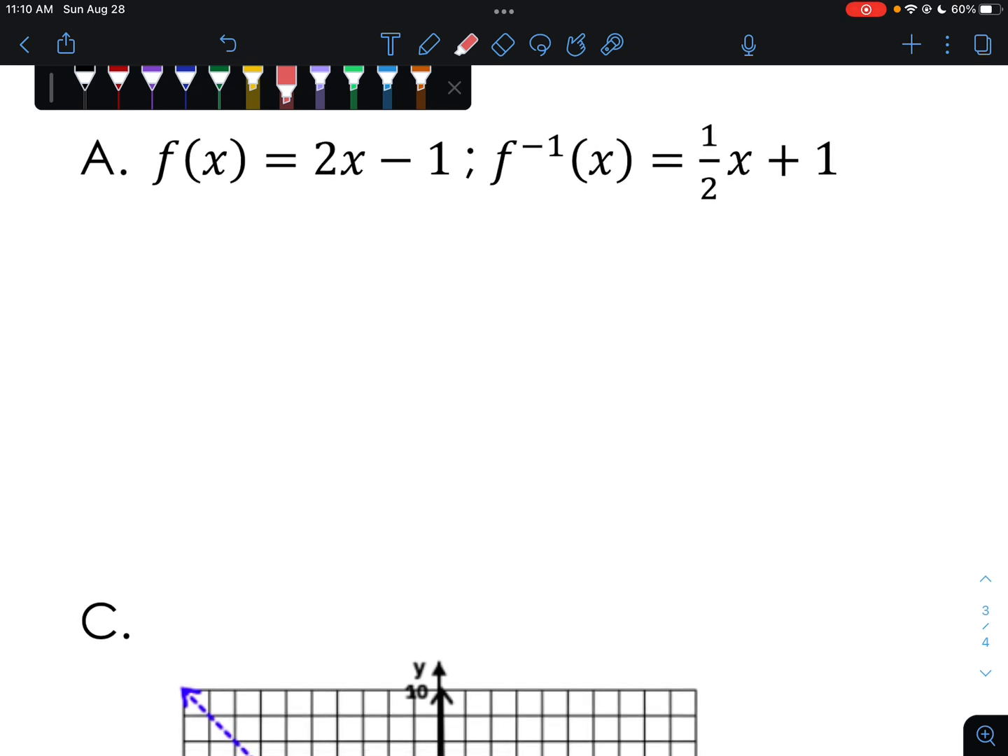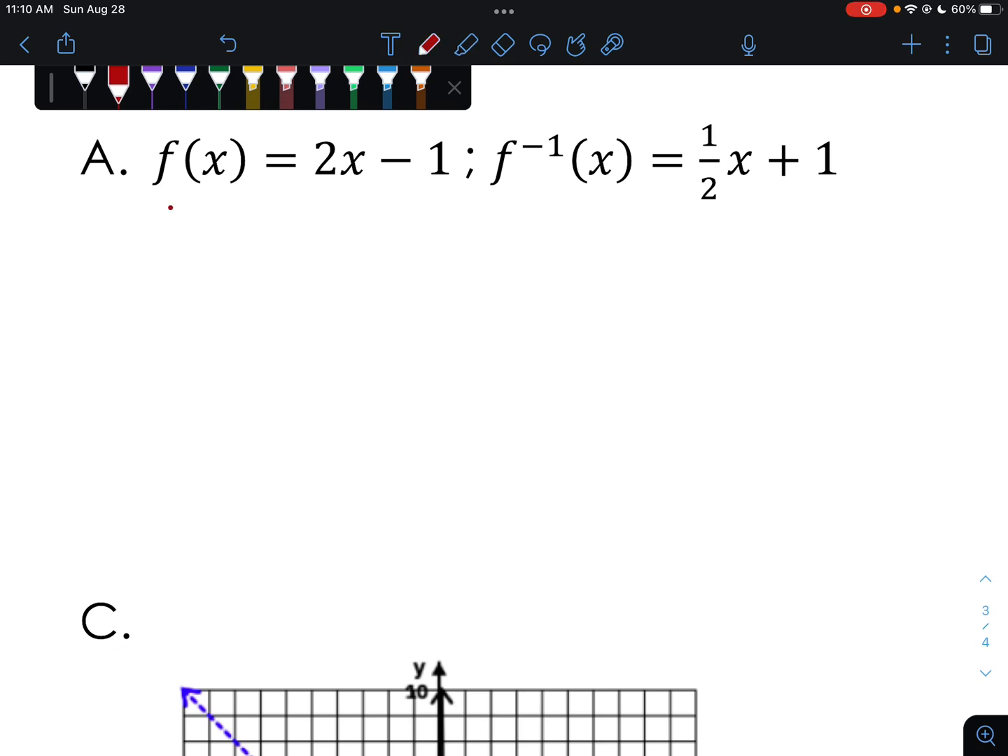On A, we have f of x equals 2x minus 1, and this is saying that the inverse of f of x is 1/2 x plus 1. So all I'm going to do is see if I can find the inverse of f of x and see if it matches the f inverse that we're given.